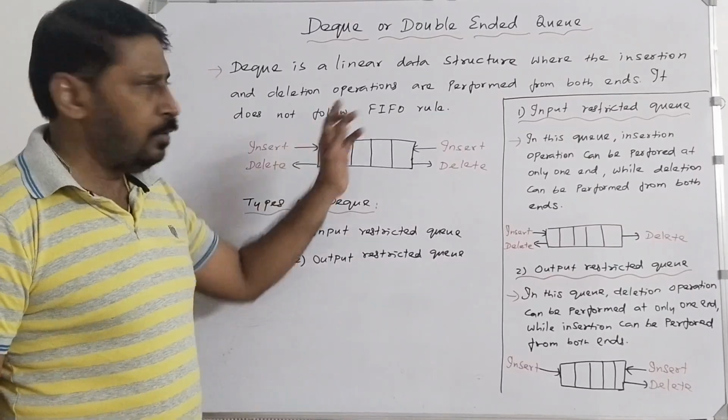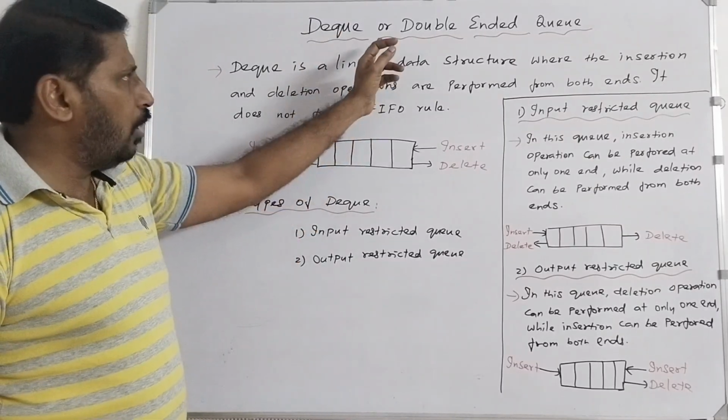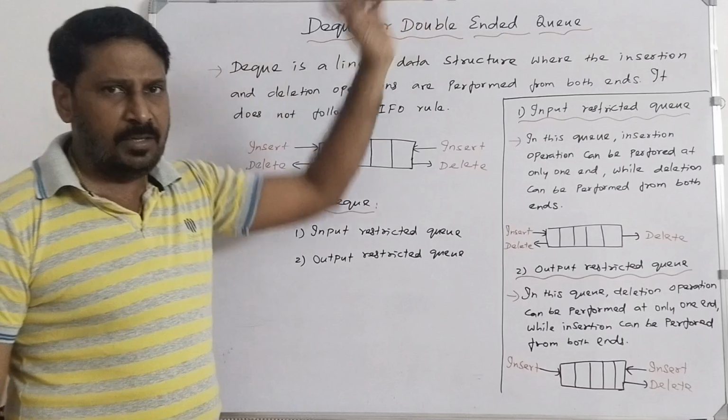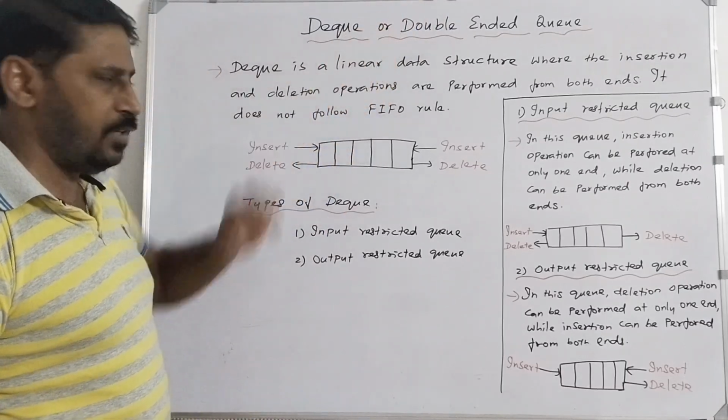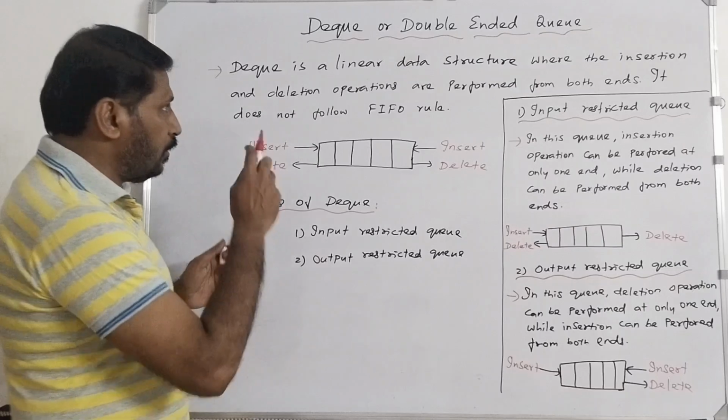Today we are going to see dequeue, or it is called a double-ended queue. Before I start this session, I want to clarify one thing.